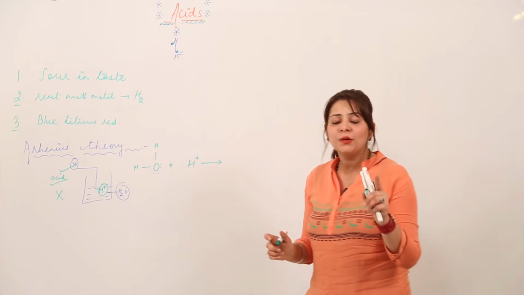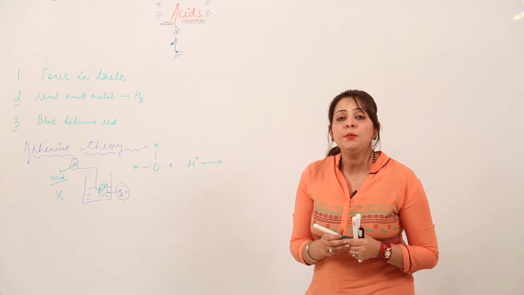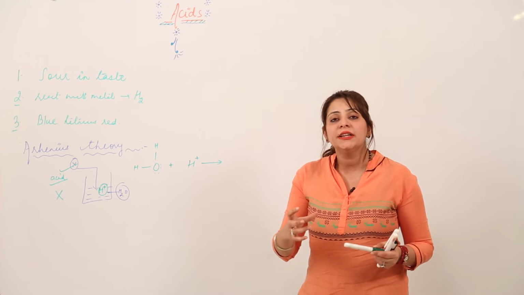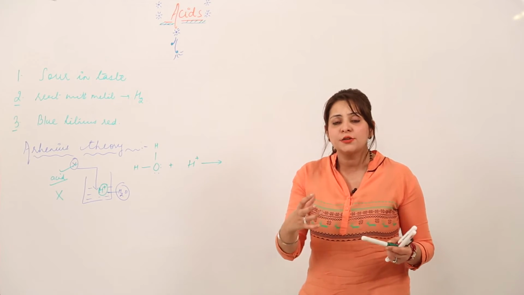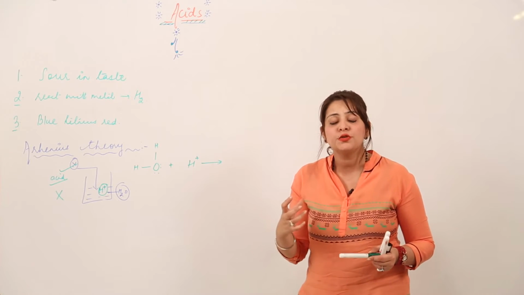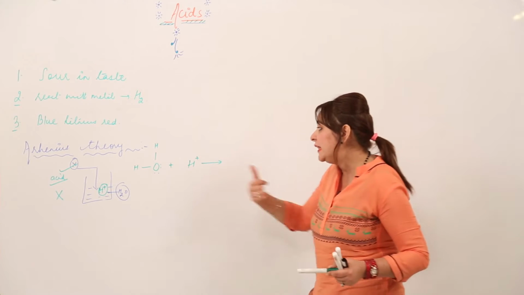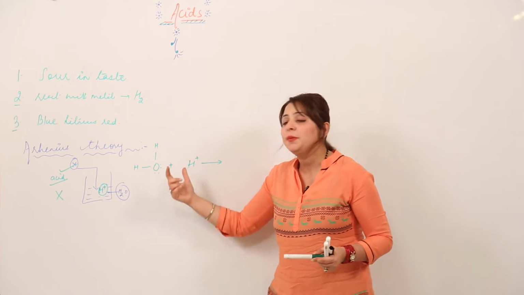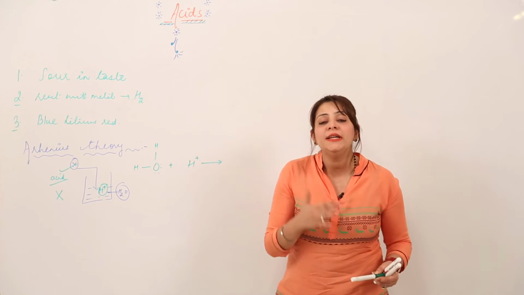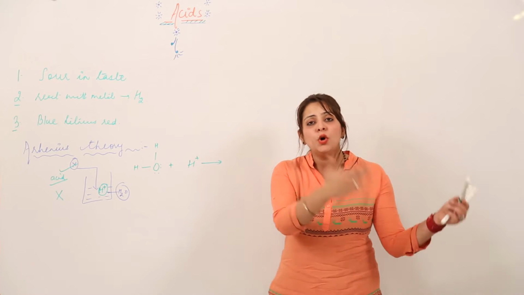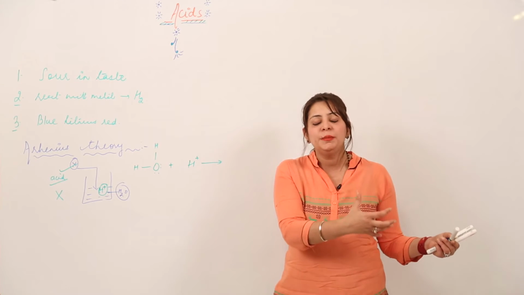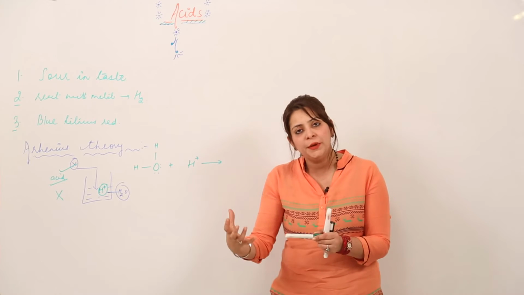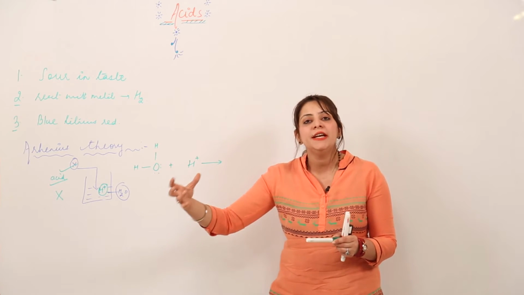And I think you know what a coordinate bond is. For a bond to be formed there should be a sharing of electrons. So in this coordinate bond, the shared pair of electrons comes from only one atom. That means one molecule or one atom contributes the whole shared pair, and the other is deficient in electrons.